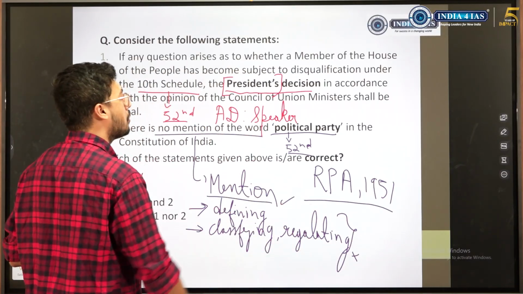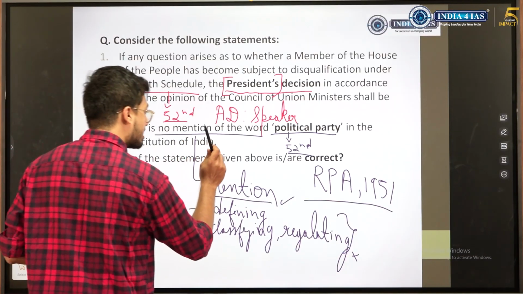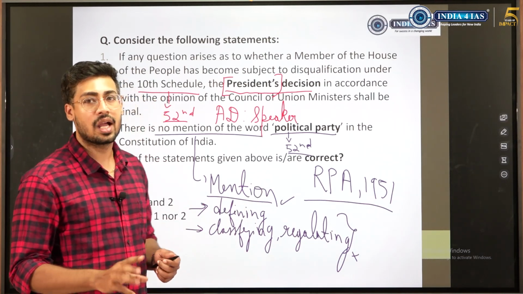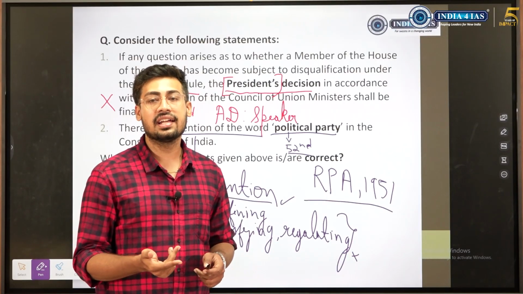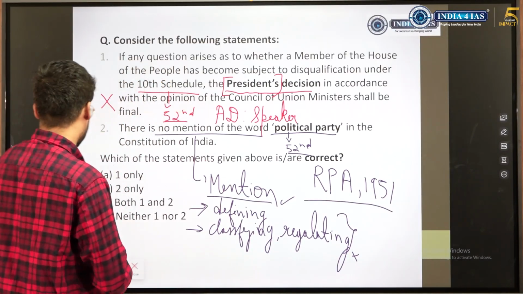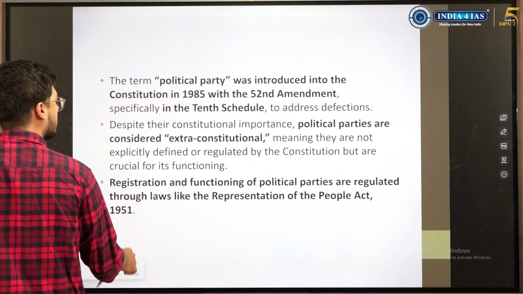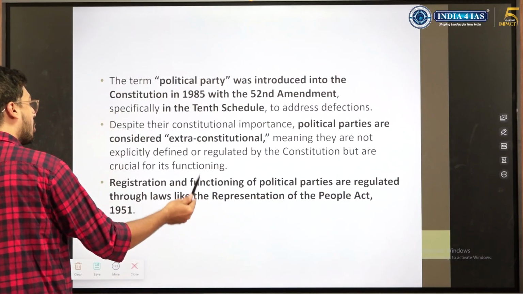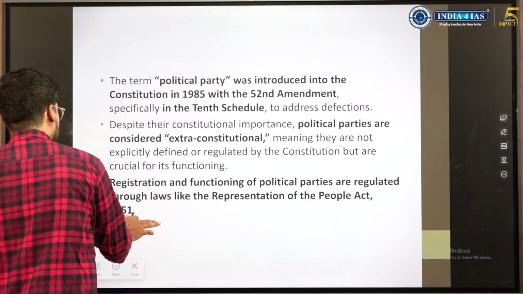Yella RP Act 1951 nal bandide. In the constitution there is only a mention, and that it was not present in the original constitution. It was added by the 52nd amendment. Just like I said, cabinet word munche irlilla original constitution alli, but it got later added by the 42nd constitution amendment. We'll move to the next question. Like I said, registration and functioning of political parties are regulated through laws such as the Representation of People Act 1951.